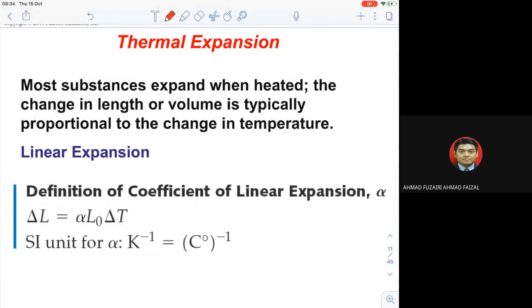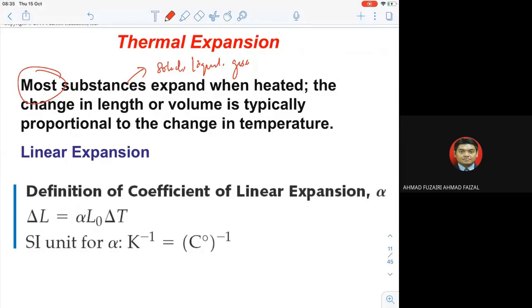So let's look. Most substances, meaning it may be a solid, a liquid, or maybe a gas, they expand. Most substances expand when heated. So when we give heat, the change in length or volume is typically proportional to the change in temperature.